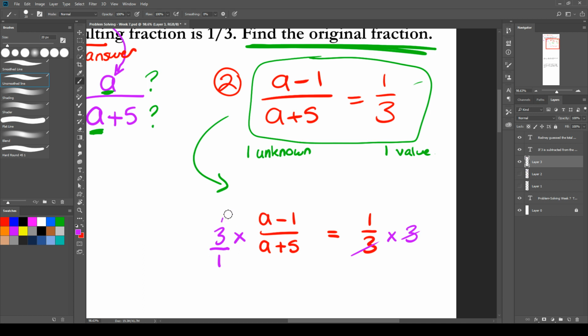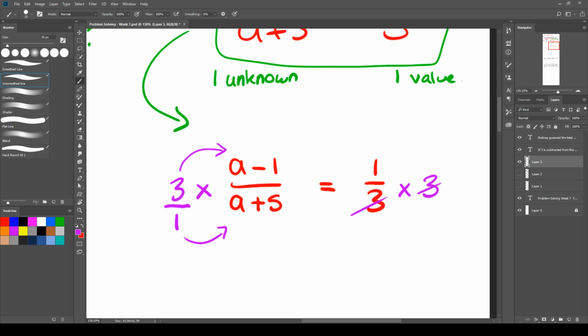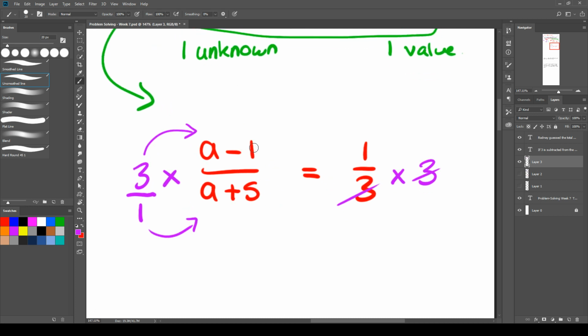So here I can then go 3 times this numerator, and I can do 1 times the denominator. Now, when you have a fraction that has multiple terms on either the top or the bottom, you need to consider that there is an implied brackets around them. So now that I've got brackets, I've actually got to start thinking about doing the distribution law, which we've done before. So it'll be 3 times a and 3 times -1. So what am I going to get? 3 times a gives me 3a. 3 times -1, I'll get -3.